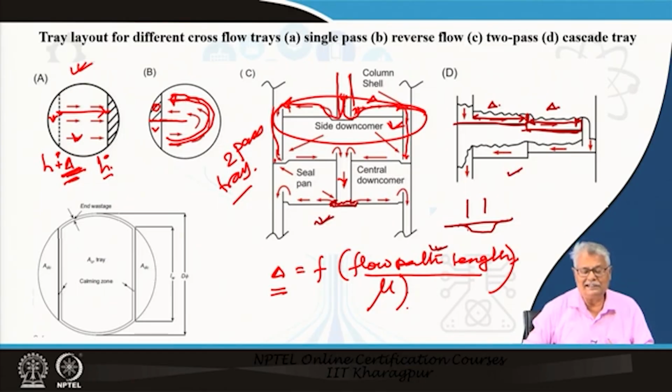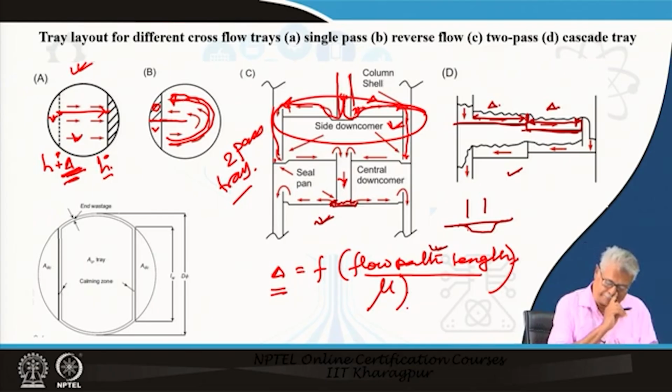In industry we do not limit ourselves to 2-pass trays; we have 4-pass and higher pass trays also, but more common is a 2-pass, sometimes 4-pass trays. Like in any vapor dispersers mounted on a tray, there will be end wastage that is mentioned here. There has to be a calming zone both upstream and downstream of the flow path length, and this is the length of the weir, and this is your tower diameter.